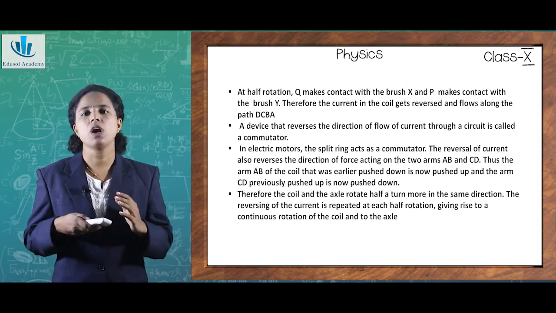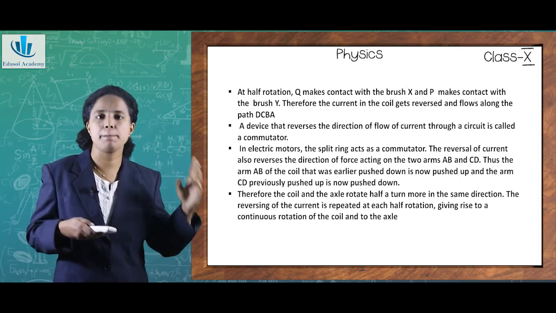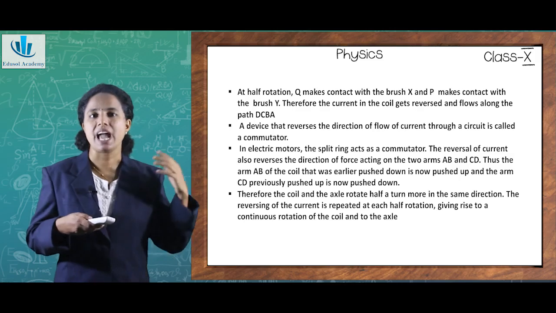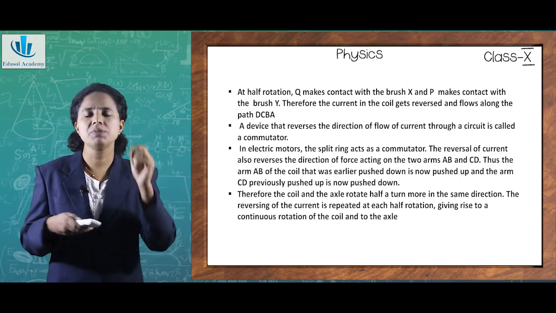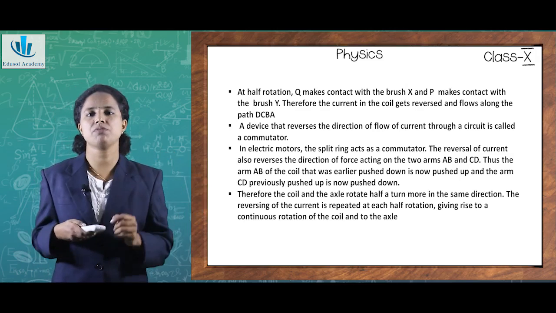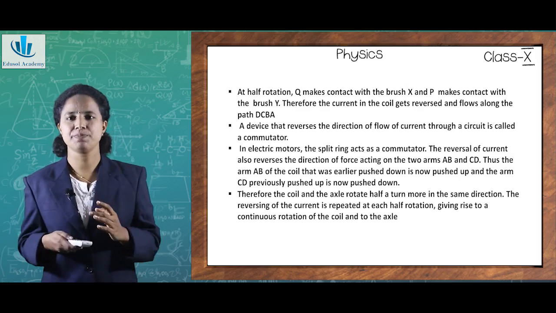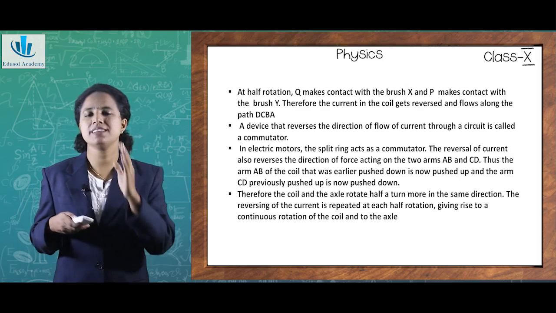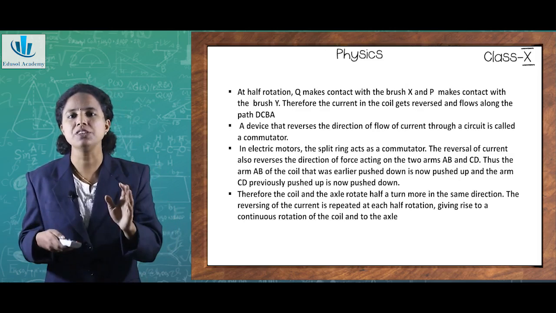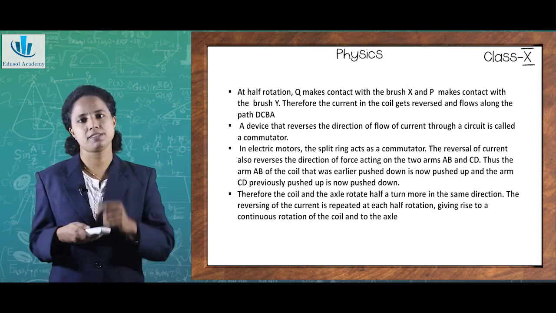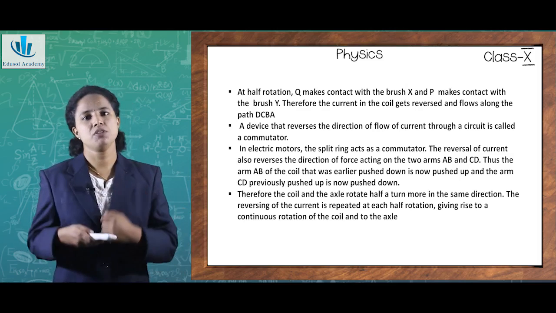Therefore, the current in the coil will get reversed and flow along the path DCBA instead of the path ABCD. A device that can reverse the direction of flow of current in a circuit is called a commutator. And which part in this electric motor acts as the commutator? It is the split rings. So, the reversal of current will also reverse the direction of force.